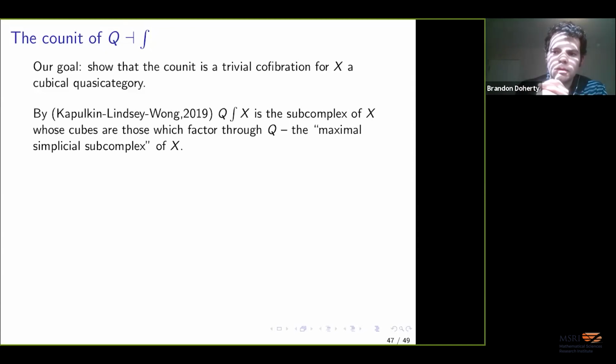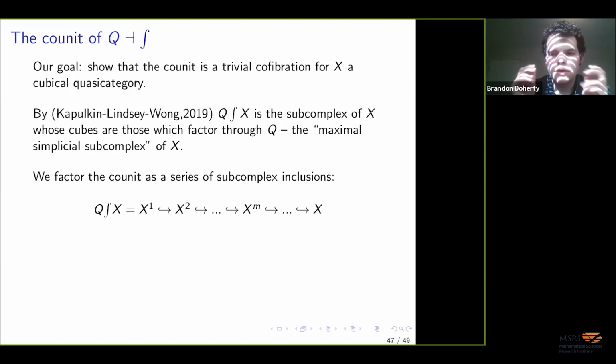In Chris's paper with Zach Lindsay and Liangzi Wang, which previously studied this adjunction, Q and integral, they show that the counit is a monomorphism, and basically for a cubical set x, Q integral x is the subcomplex of x whose cubes are those which factor through the quotient map from box n to Qn. So we can think of this as sort of like the maximal simplicial set contained in x, thinking of this adjunction as a coreflective inclusion of simplicial sets into cubical sets.